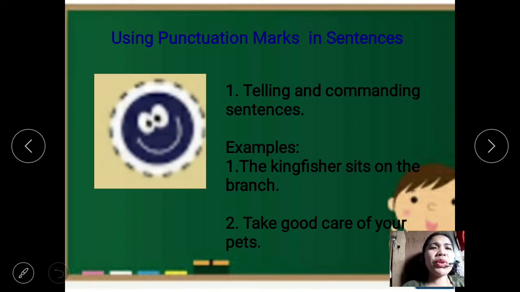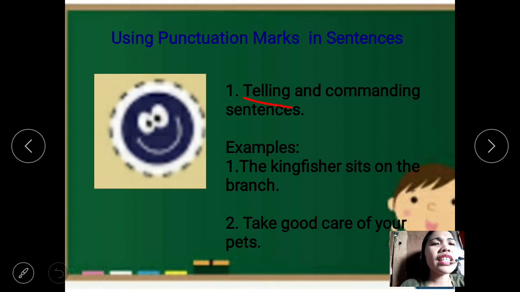Okay, so number one is the period. So how do we use the period? We use the period in telling and commanding sentences. Okay, so we use this in telling and commanding sentences.